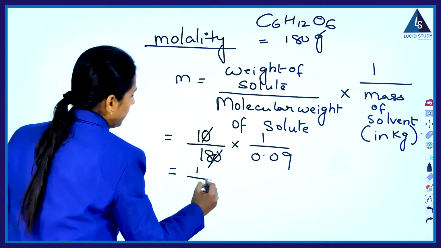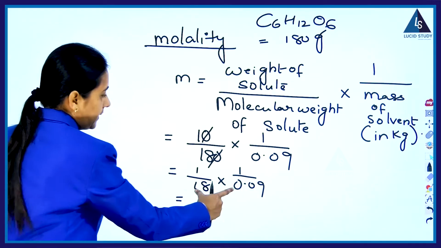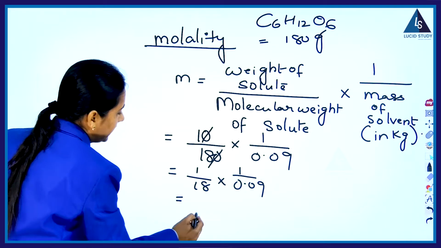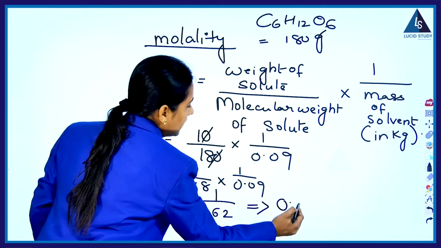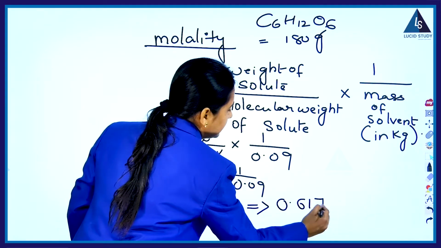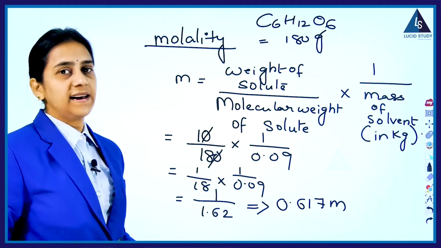0 cancel. 1 by 18 into 1 by 0.09. If you multiply these two terms, you will get 1 by 1.62. If you do this, you will get your answer: 0.617 m. m is the unit for the molality, or else you can write moles per kg.